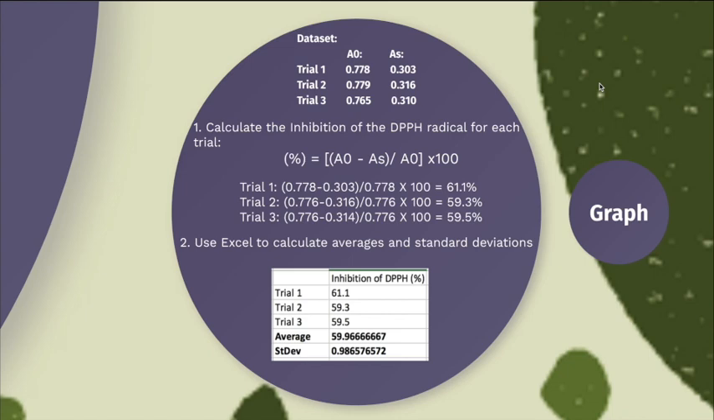So first, you calculate the percent inhibition of DPPH for each trial, as shown in the middle. Then, as shown on the bottom, use Excel to calculate the average or mean, as well as the standard deviations of the measurements. There is an Excel template in our Google Classroom if you need a guide.